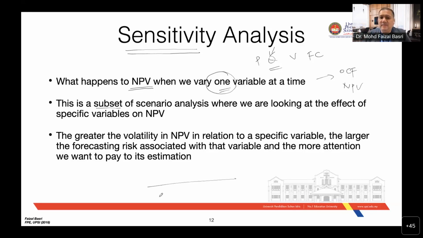When you try to predict a very volatile market, obviously it's more difficult as compared to a very stable kind of movement in the market. So this is more predictable. This is more unpredictable and more difficult to forecast. Meaning, the greater the volatility, the harder for us to forecast, and therefore more attention needs to be given in order to estimate.